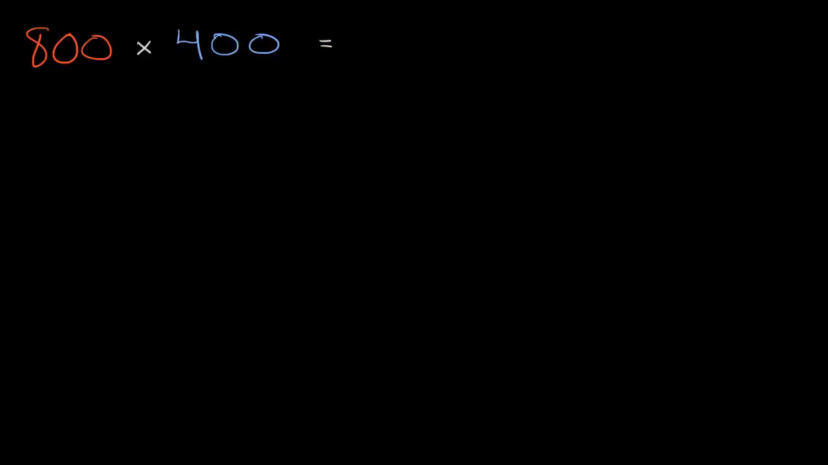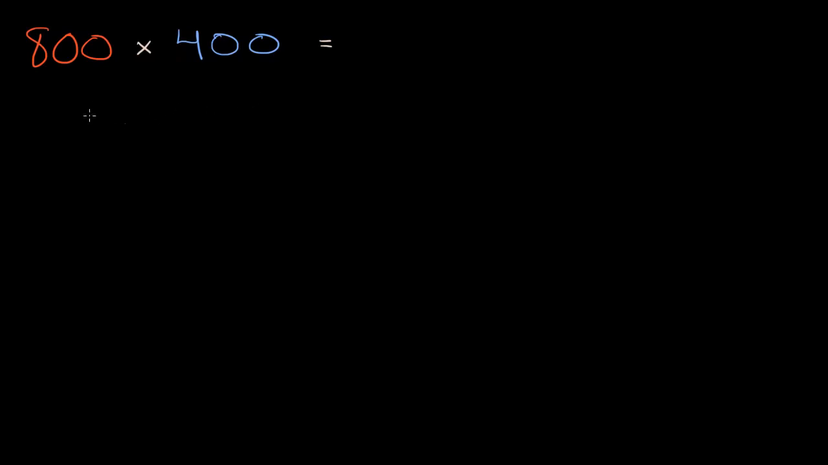What we want to do in this video is think about strategies for multiplying numbers that are expressed in terms of hundreds or thousands or tens. And so we see an example right over here. We have 800 times 400. Now, like always, I encourage you to pause this video and see if you can work this out on your own. Now let's work this through together.